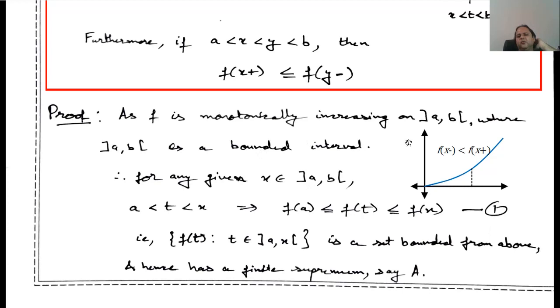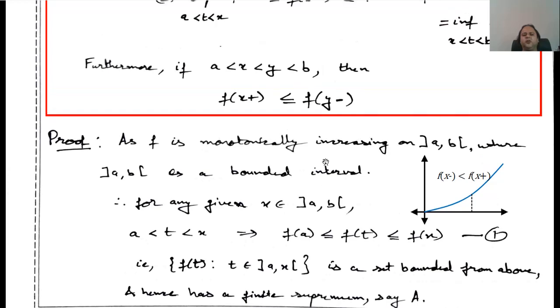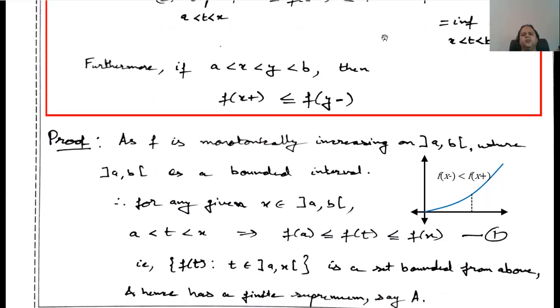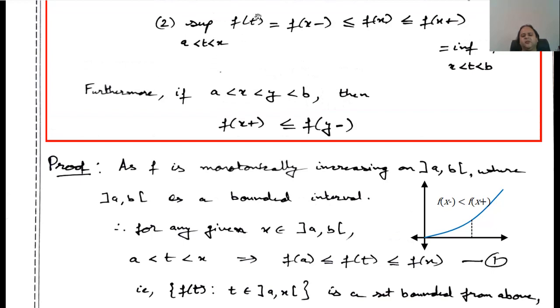It says that we have a monotonically increasing function on a bounded interval. So let us consider a fixed point x, and we are going to find this inequality. On the left hand side, we find the supremum of the set of f(t) such that t belongs to the interval a to x. Because it is a bounded set, only then can we define a supremum and compare it with some real numbers.